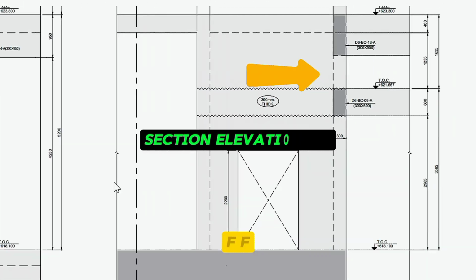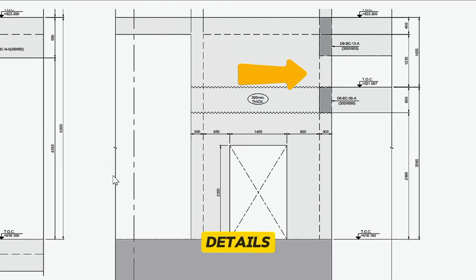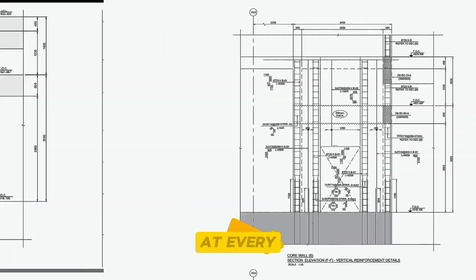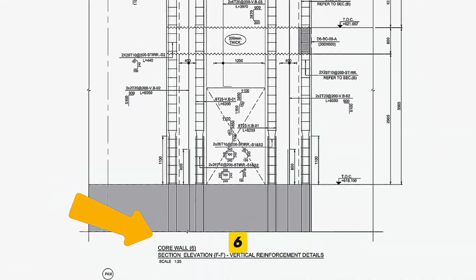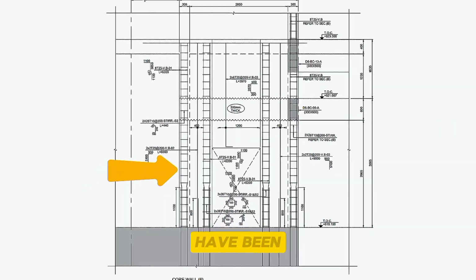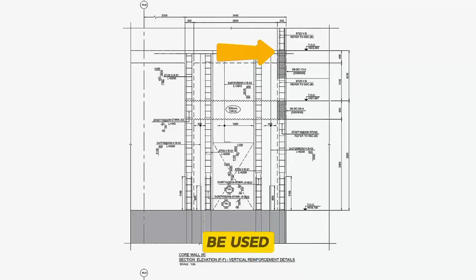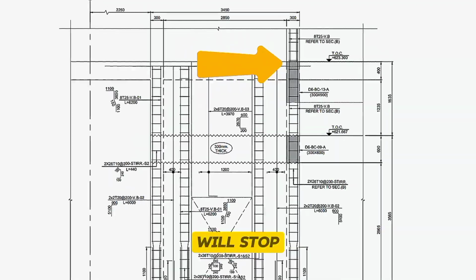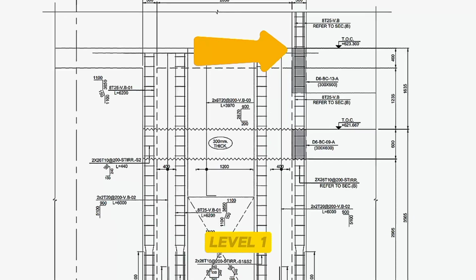The section elevation FF vertical reinforcement details indicate that there are columns at every corner of core wall 6. This wall also has 4 columns. Typical vertical steel bars have been used, and U-bars will be used over the door. All walls will stop, and 1 column will go above level 1.